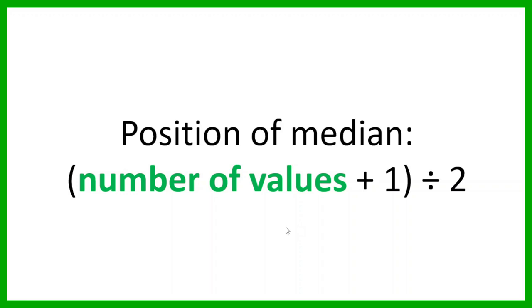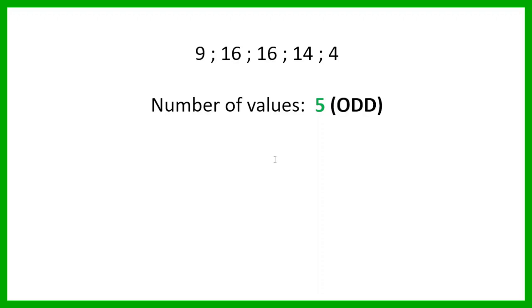Okay, so let's have a look at our first example. In this example, I have got 1, 2, 3, 4, 5 values. Okay, so the number of values is 5, and that is an odd number. Now that's important. Because there's an odd number, it means that there is going to be a middle value. Okay, but before I can find the median, the first thing I have to do is I have to arrange these numbers in ascending order.